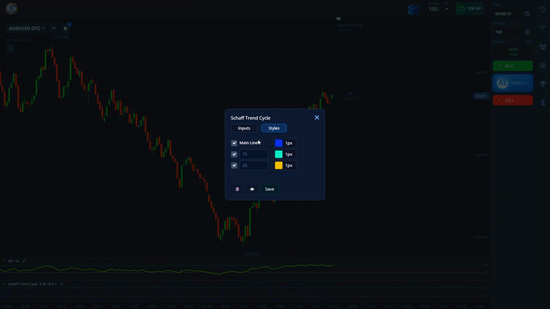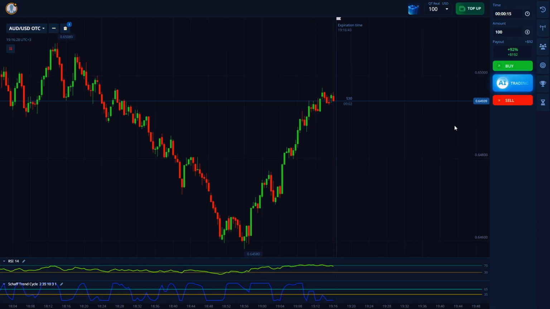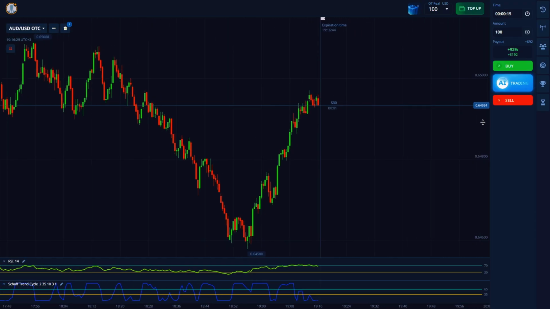So, let's get started. Now, I will find the right situation, I will immediately enter the trade, and I will explain it to you correctly. So, I found the situation we needed. I enter a trade for 10% of my bank, respectively, $10.